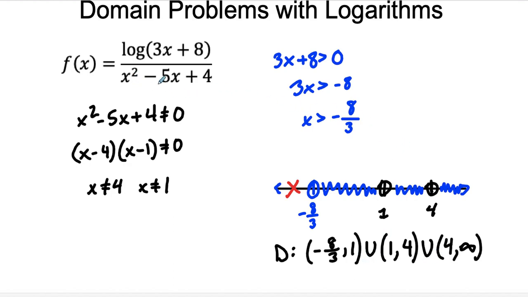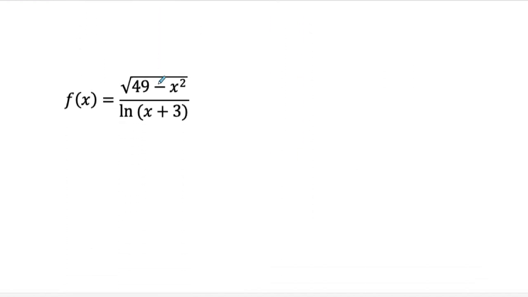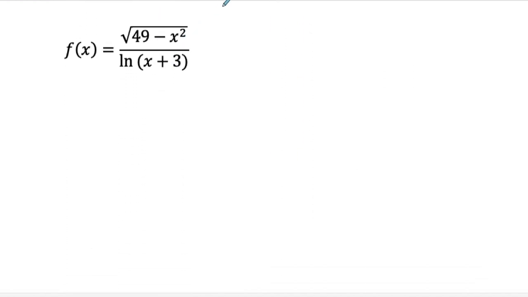Okay, let's look at one more with a logarithm that's a little more complicated, but still very doable. Again, we need to figure out where the function is defined, both in the numerator and denominator. Well, let's start with the numerator. If we look at the numerator here, 49 minus x squared has to be greater than or equal to 0. Remember, with the square root, we can have a 0.